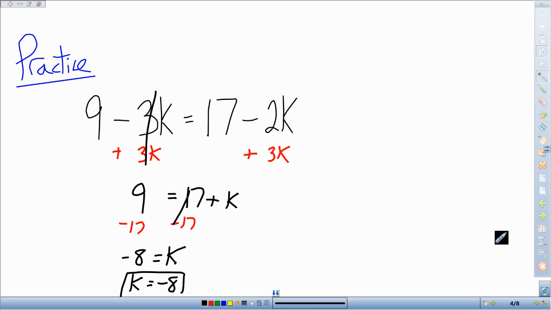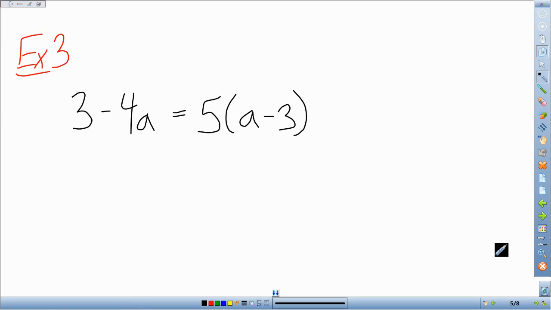Okay, so let's ramp it up a little bit. All right, example number 3 here. Let's do a problem that just has one extra step, a little bit more elaborate. Here's what I notice: variables on both sides, but I also have distribution that I can do. And if you remember, that's normally the first thing you will always do, and that's exactly what we're going to do here. So I'm going to start by distributing my 5.